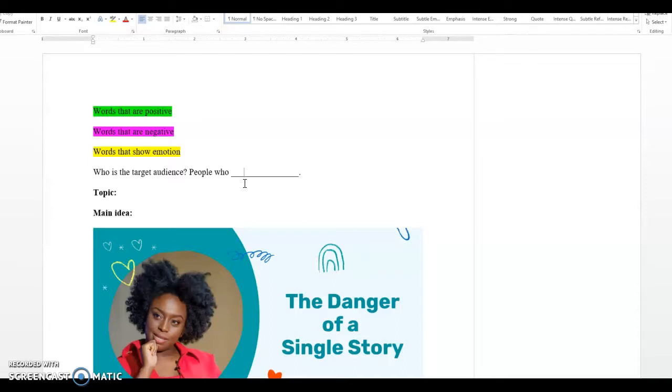People who are accountants, people who are interested in the law, people who care about dinosaurs, people who are worried about the environment. Do you see how starting with the phrase people who can help you to really figure out who the people are that this is written for, that this is targeting?